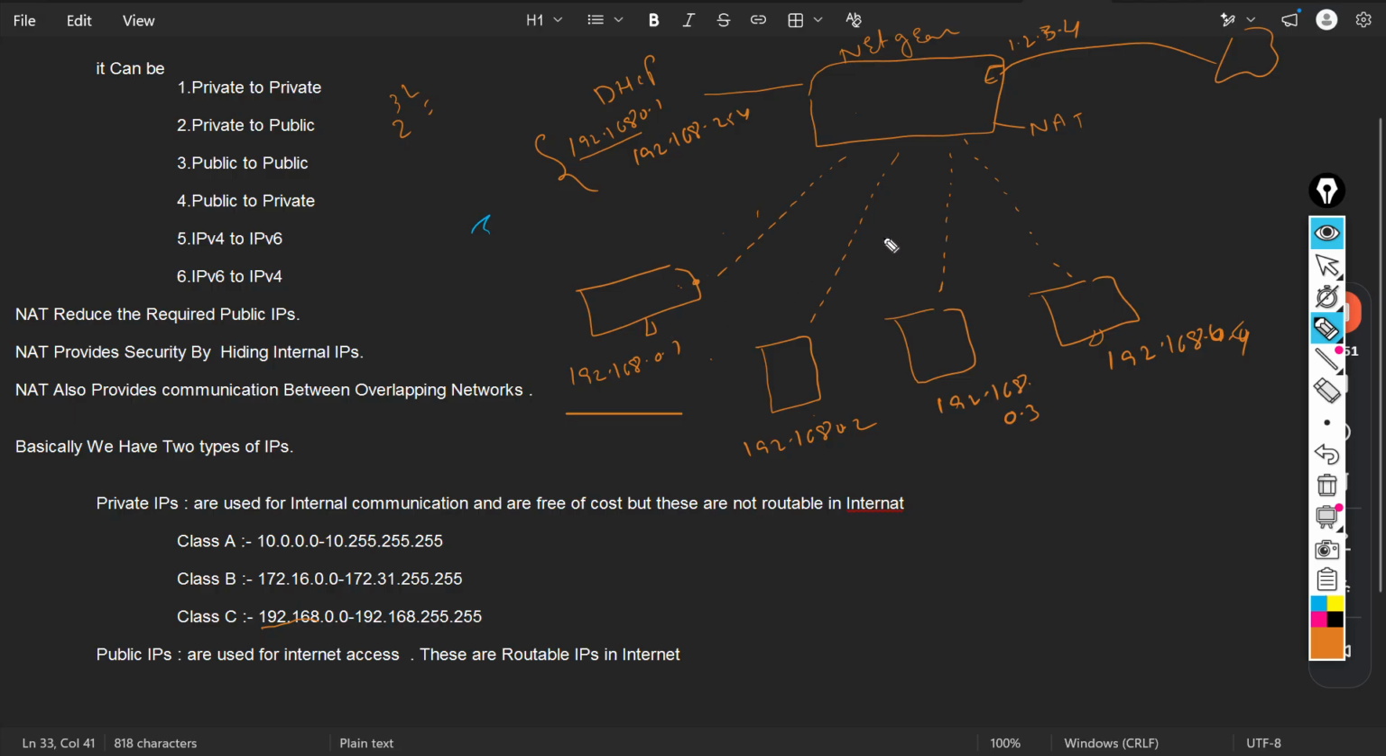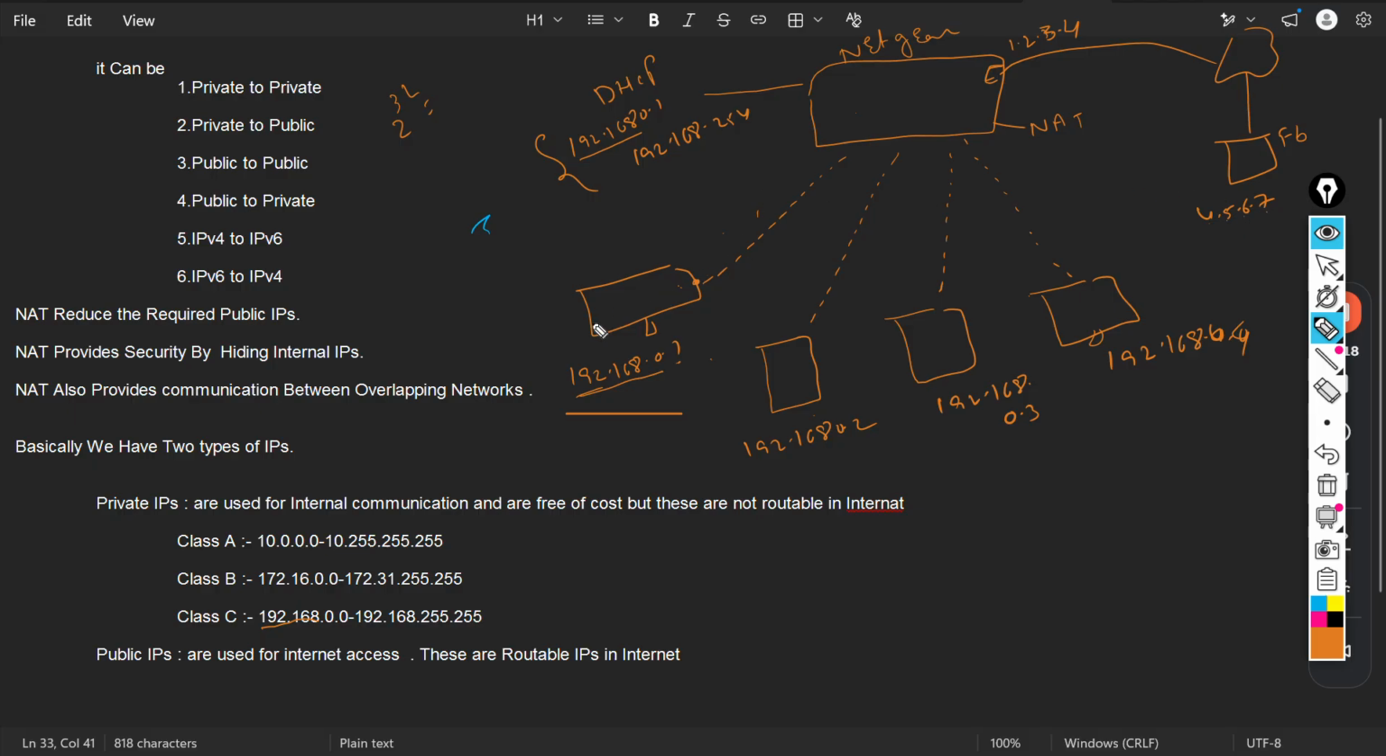Okay. Now what happened? For example, this user is going to access internet. So here what is the source IP? The source IP is 192.168.0.1 and the destination IP is a public IP. For example, Facebook IP. Okay, this is the Facebook. Facebook IP is 4.5.6.7. So this user is going to visit Facebook server.